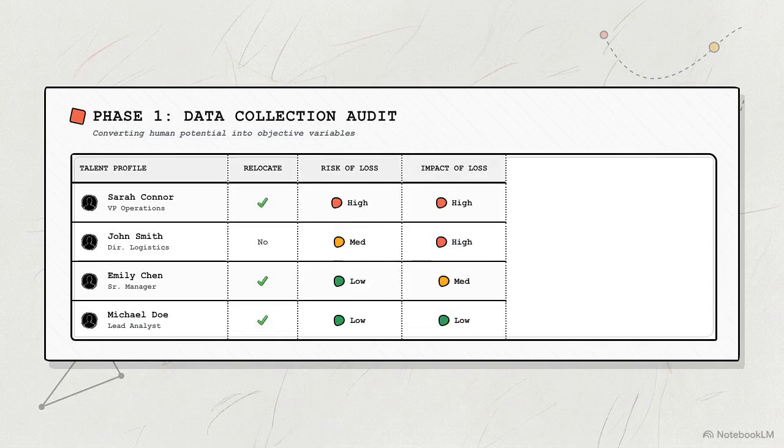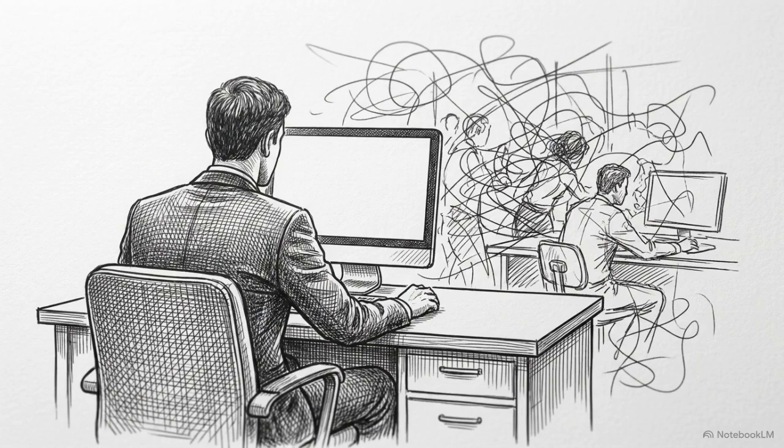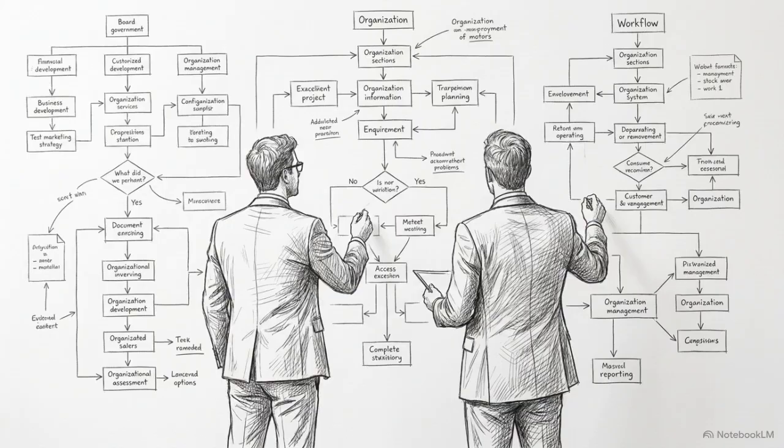This table visualizes the data collection audit. We add columns scoring risk against impact of loss. Identifying a high-potential candidate with a 1 to 3 year readiness gap does not help if you leave them exactly where they are. You need an active mechanism to force that development timeline.